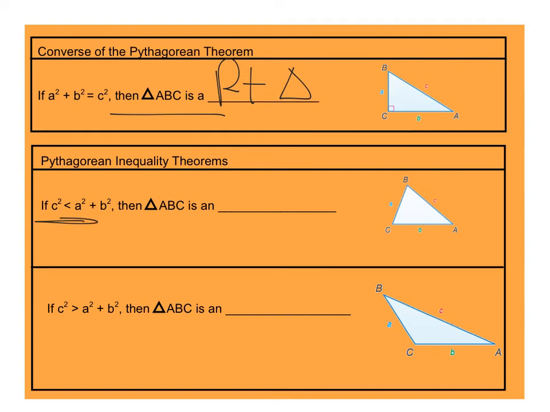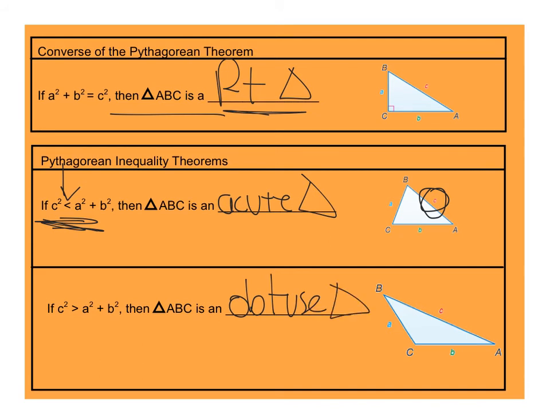So if c squared is smaller, if my hypotenuse squared is smaller, then I no longer have a right triangle. These two aren't equal anymore. Notice there's no equal sign. Now it's a less than sign. If c squared is smaller, that makes it an acute triangle. And if c squared is bigger, that makes it an obtuse triangle. So now use this.